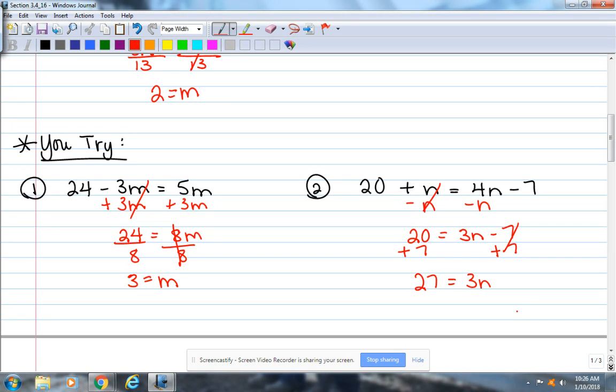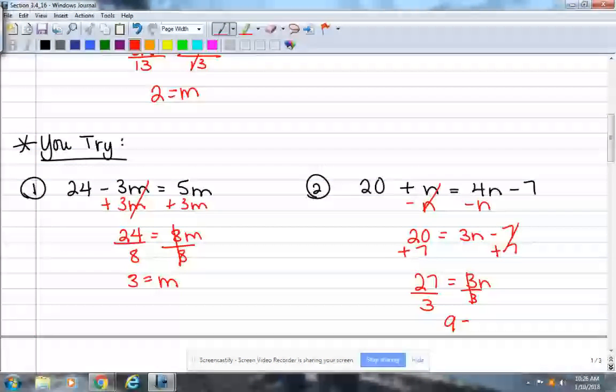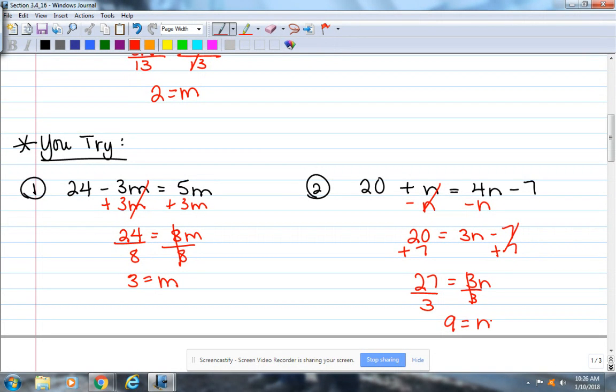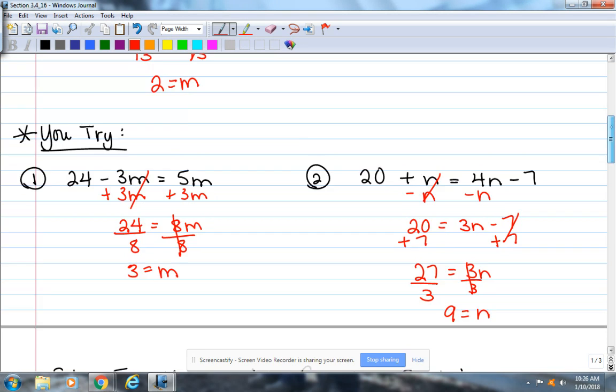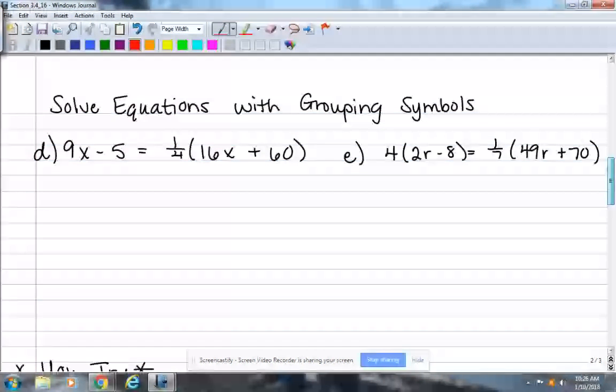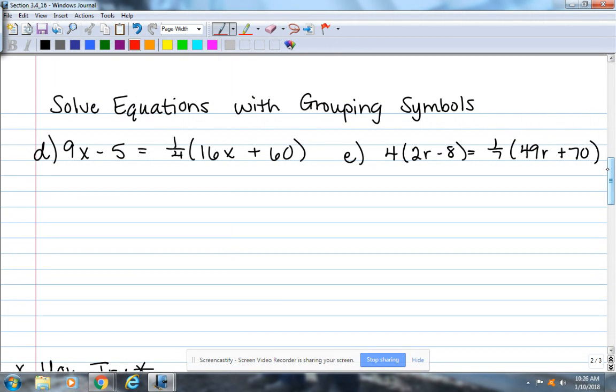And then what do we do? And what do we get? 9. Raise your hand if you got 9 for number 2. Are there any questions about how we solve these kinds of equations? Okay. Next, we're going to do them with parentheses. So go ahead and copy down problem D, please.